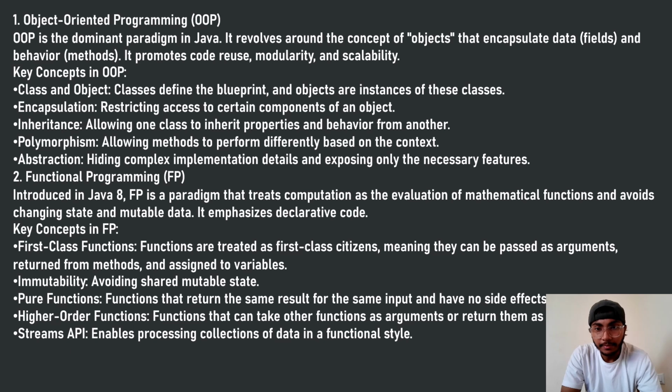Comparison of OOP and FP in Java. Aspect: object-oriented programming versus functional programming. If we consider focus, in OOP it's objects, data plus behavior. In FP, it's functions and data transformations. State management: in object-oriented programming it's a mutable state, whereas in functional programming immutable is preferred. Code style in OOP is imperative, whereas in functional programming it is declarative. Object-oriented programming was introduced in Java from the start, whereas functional programming was introduced in Java 8 and later.